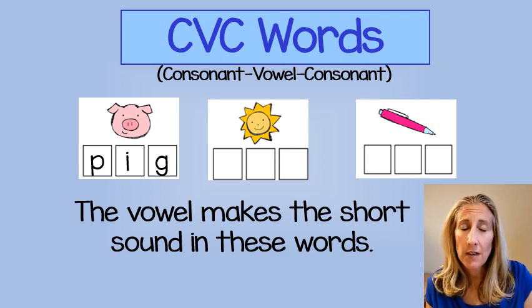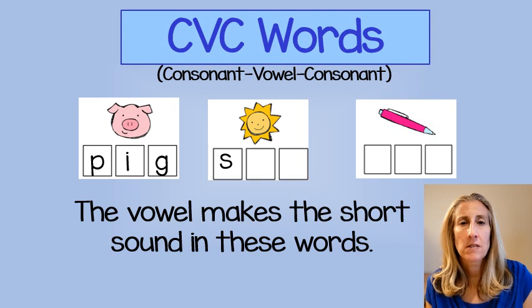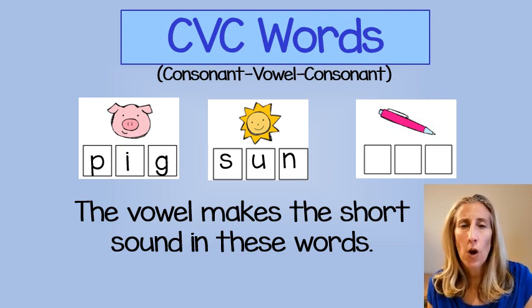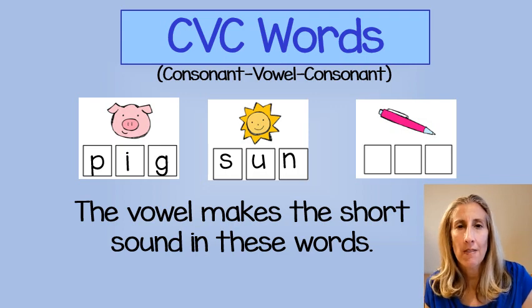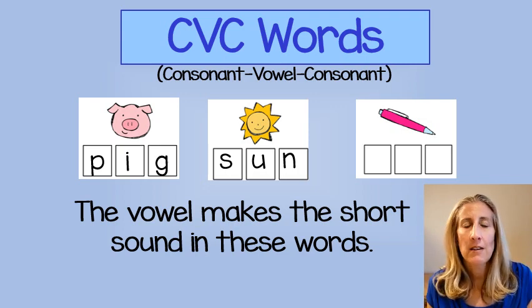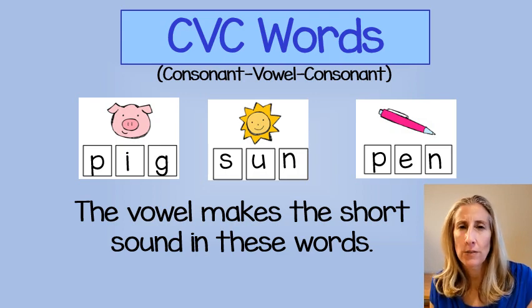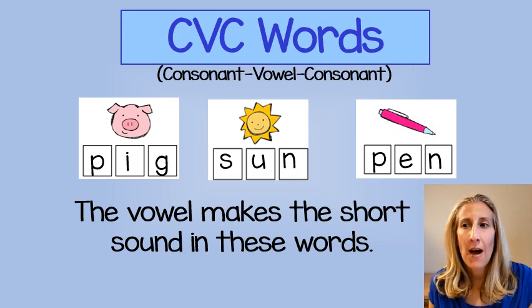Let's go to the next one. There's a picture of a sun. So let's stretch that. Sun. So I hear the S at the beginning. And then I hear the short U, and then at the end, that N. Nice. Let's try the last one. That's a picture of a pen. That's right, elephant or ed. So we would have P, E, N. Pen. The vowel makes the short sound in these words.